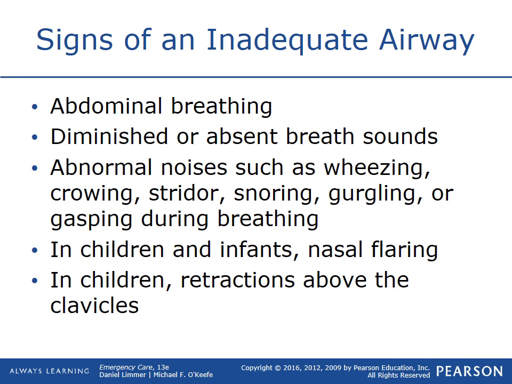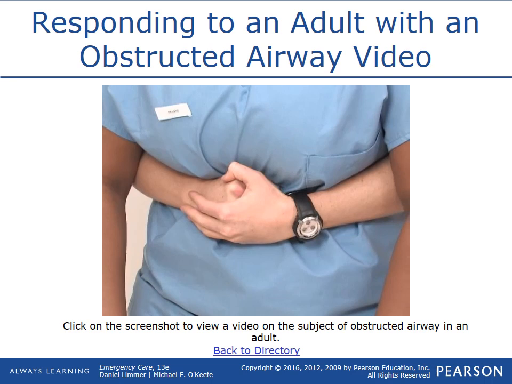In children and infants, you might even see their nostrils flaring, trying to get as much air in as possible. They use their noses a lot to breathe. They're nasal breathers. In children, retractions above the clavicles. They're using those muscles in their chest to try to breathe in and out. If they have an obstructed airway, you're going to do the Heimlich maneuver.